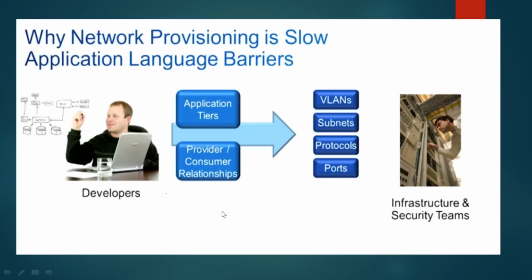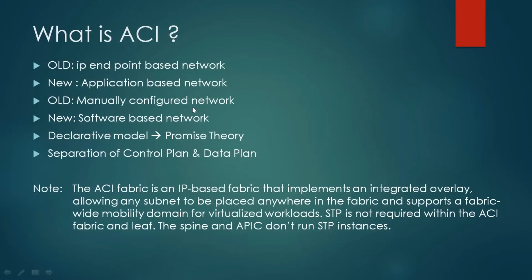And then we have relationships like provider and consumer, and the contracts between them. In short, now the network is there to support applications. The application is in the core and then we design the network. That's the overall idea we have with ACI. So what is ACI? In the old, IP endpoint based network, but in the new we have an application based network.